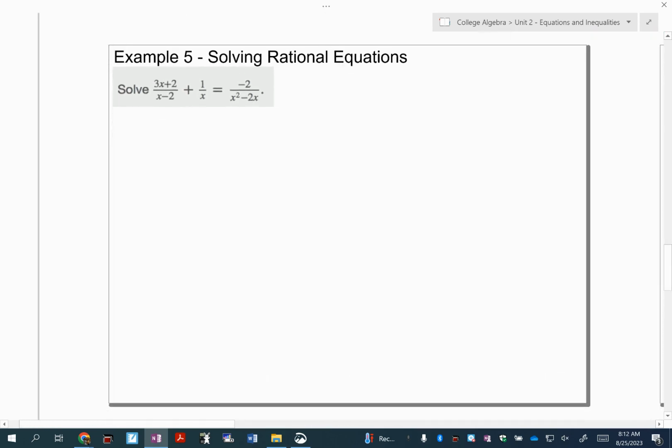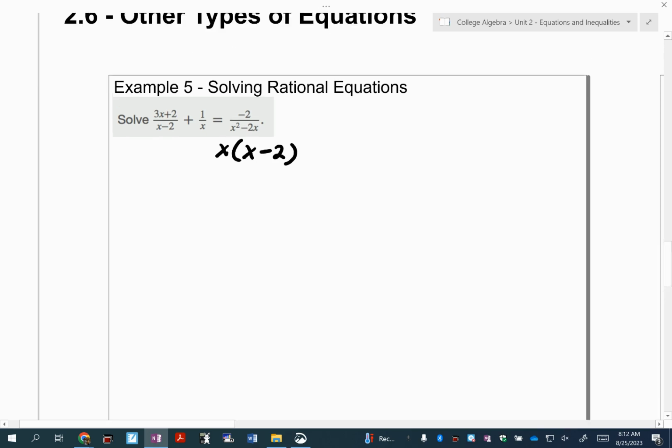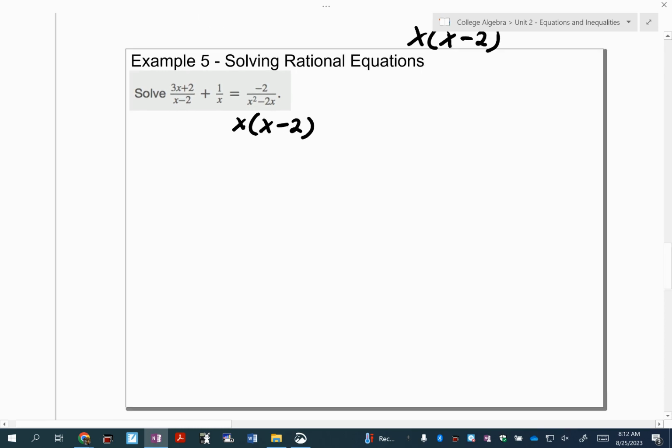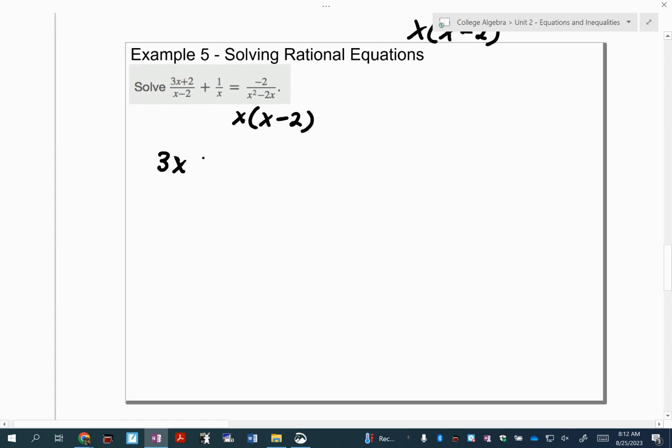So, solving a rational equation, the first thing I do is factor anything that can be factored in the denominator. In this case, this x squared minus 2x can factor to be x times x minus 2. So what I'm going to do is multiply everything by x and x minus 2, just in the numerator. There are a couple of ways you can do this. Teachers will teach you different ways. I'm going to teach you this way, but again, there are options.